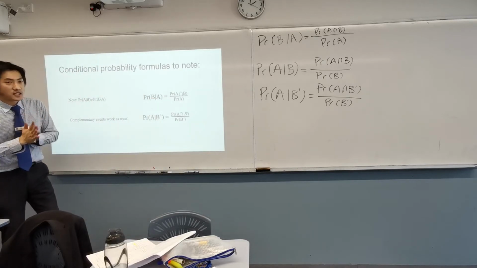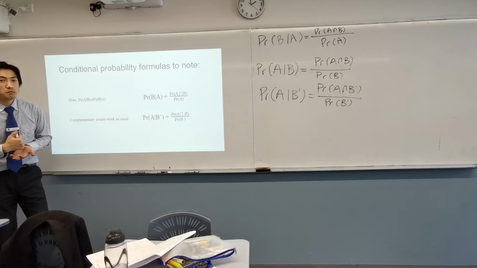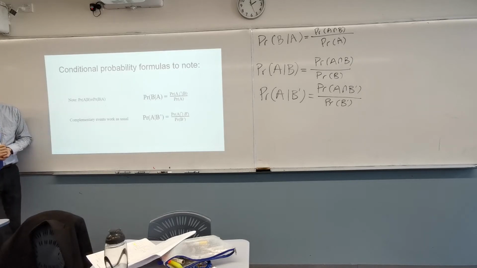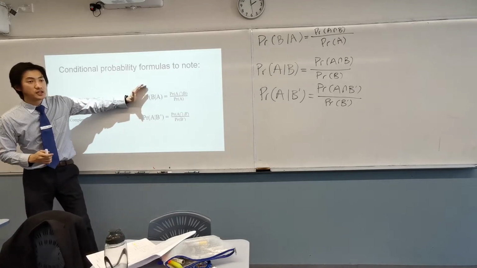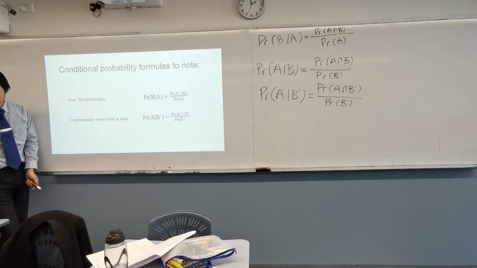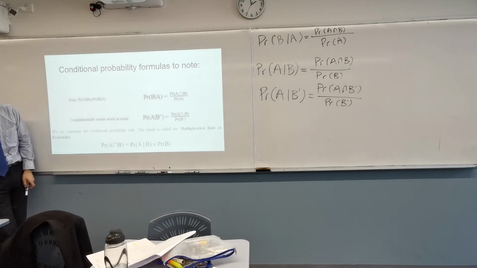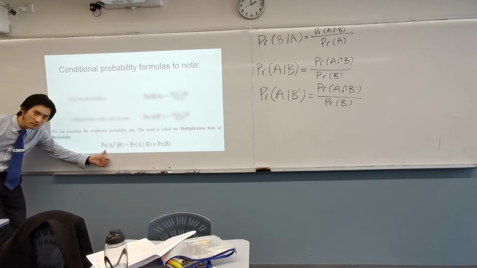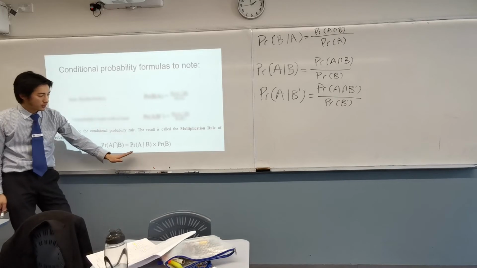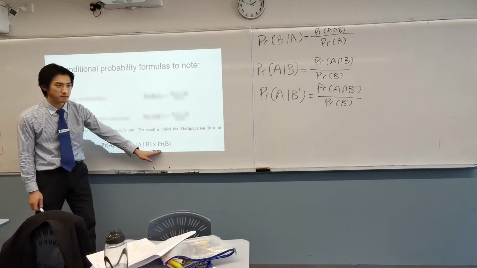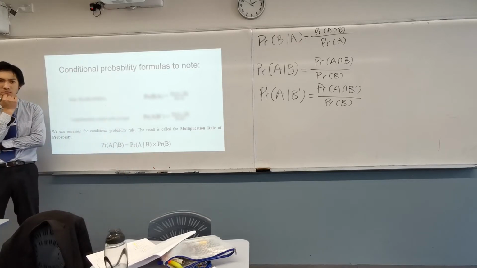In the next slide, we're going to introduce the multiplication rule. The multiplication rule is just your conditional probability formula rearranged. And here's how you rearrange it. It's written at the bottom. The probability of an intersection is equal to the probability of A given B multiplied by the probability of B. Any guesses where we got it from?